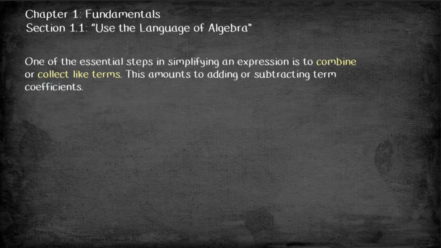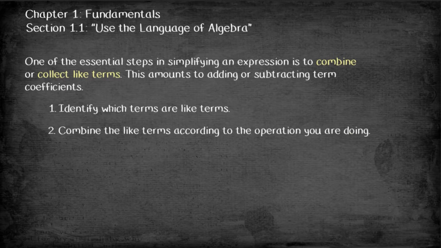All right, so one of the key things that we're going to be doing in simplifying expressions is combining or collecting like terms. This is more or less boiling down to adding or subtracting the terms' coefficients. So how do we do that? Well, it's two pretty simple steps. The first step is to identify which of the terms are like terms. And then the second step is to combine the like terms according to whatever operation you're doing. So we're going to go through some examples just to see what I mean by that.